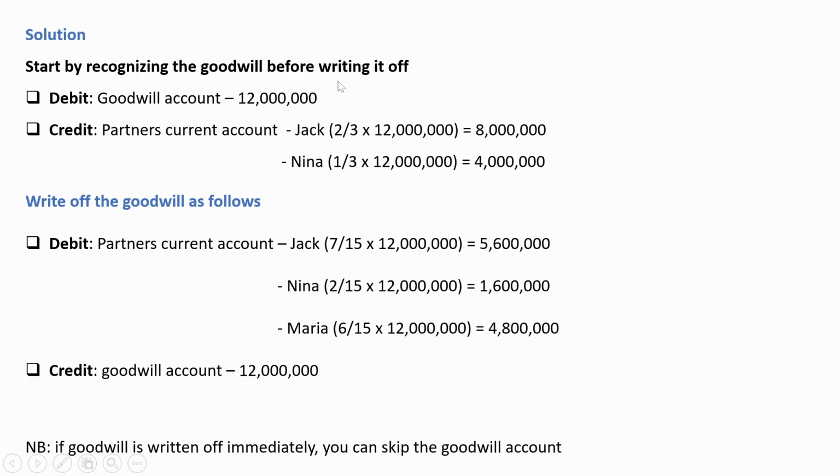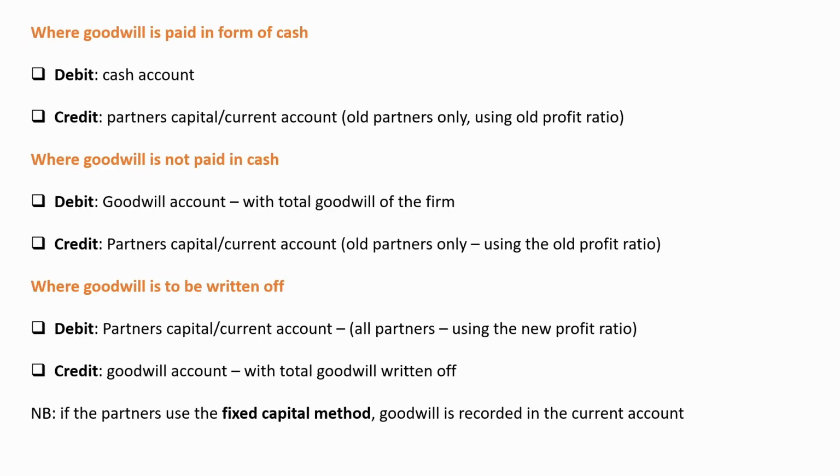And then the second thing, they don't want to maintain the goodwill in the business. So we are going to write off the goodwill. And to write off the goodwill, let me take you back to the entries so that you can see what we are supposed to do. Where goodwill is to be written off, we are supposed to debit the partner's capital or current account. So note what we have inside the brackets. We said it is all partners using the new profit sharing ratio. And then we credit the goodwill account with the total goodwill written off.